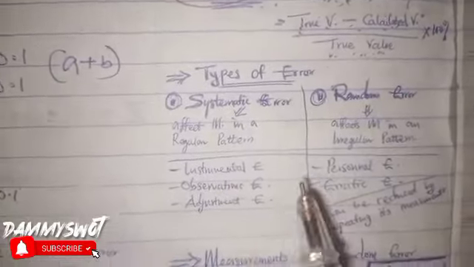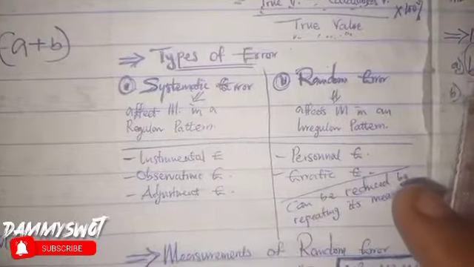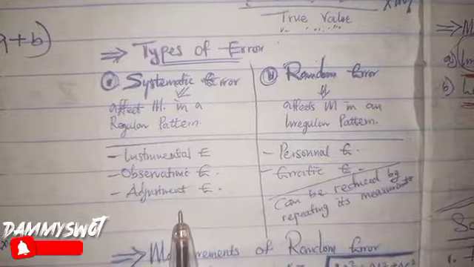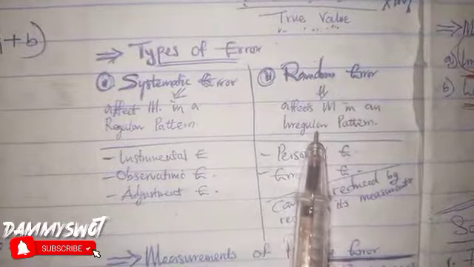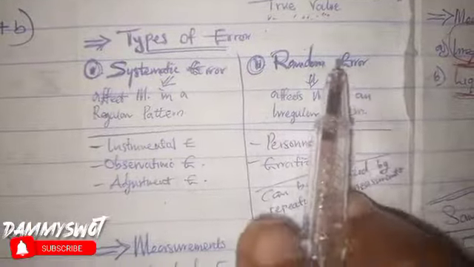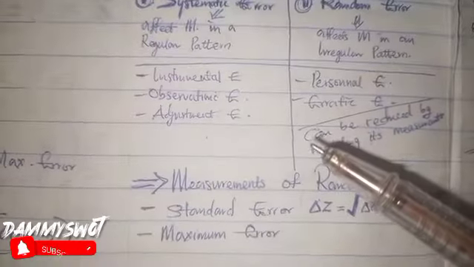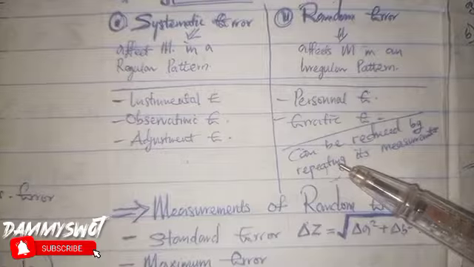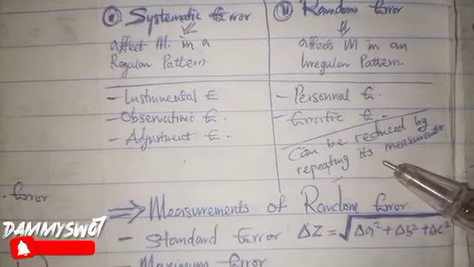Now, types of error: systematic and random error. Just need to note all this. It could be instrumental, observation or adjustment. That's systematic. They follow a regular pattern. Random does not follow a regular pattern, meaning that it follows an irregular pattern. It could be caused by man. It could be an erratic error. So random error can be reduced by repeating the measurement over and over, like having 3 values, then you find the average. That's how you reduce random error.